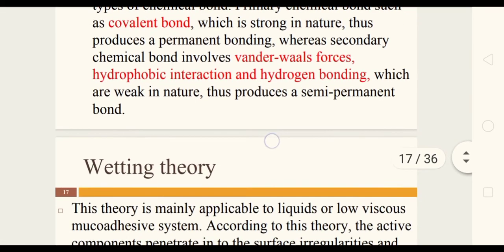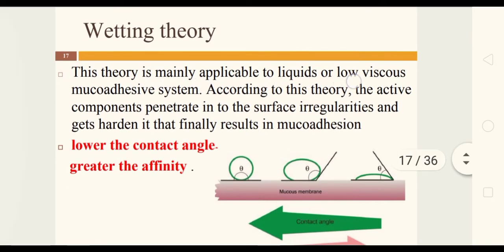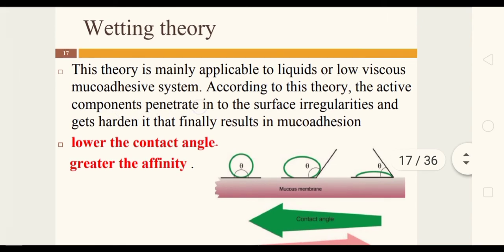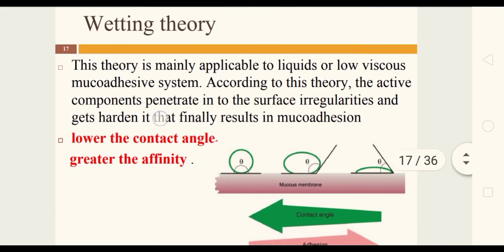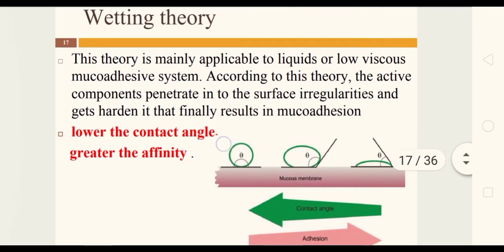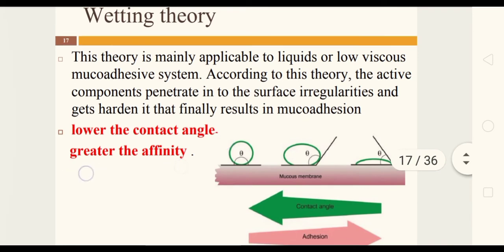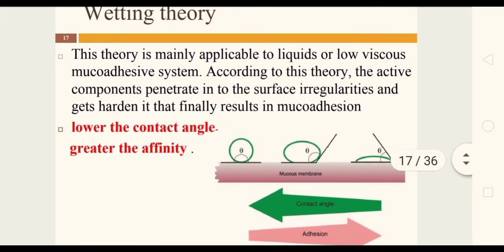Now, let's move ahead with the wetting theory. What the wetting theory is saying is that this theory is only applicable to liquids and low viscous mucoadhesive systems. According to this theory, the active components penetrate into the surface irregularities and get hardened, and finally mucoadhesion takes place. In basic terms, the lower the contact angle, the greater the affinity.